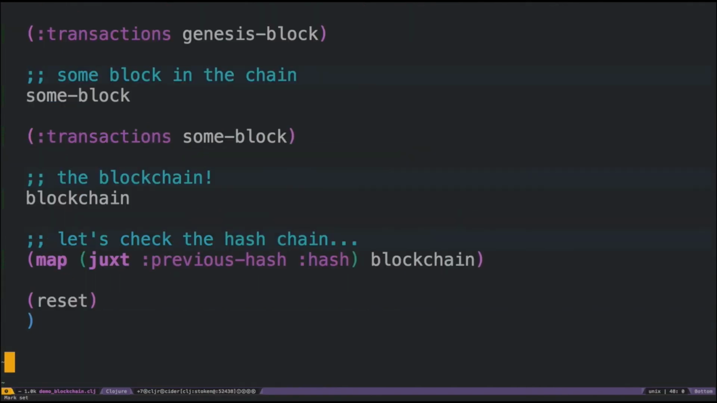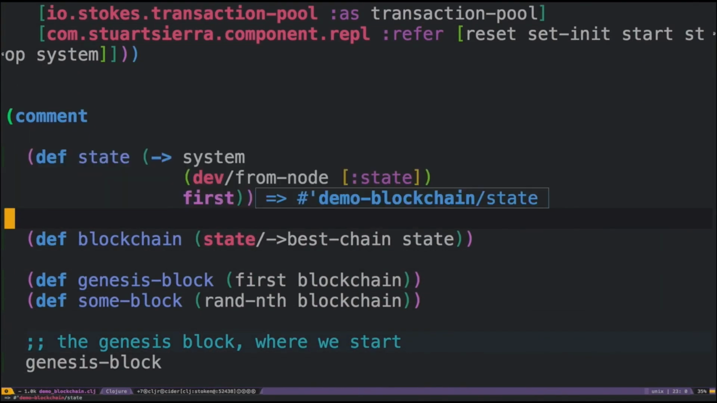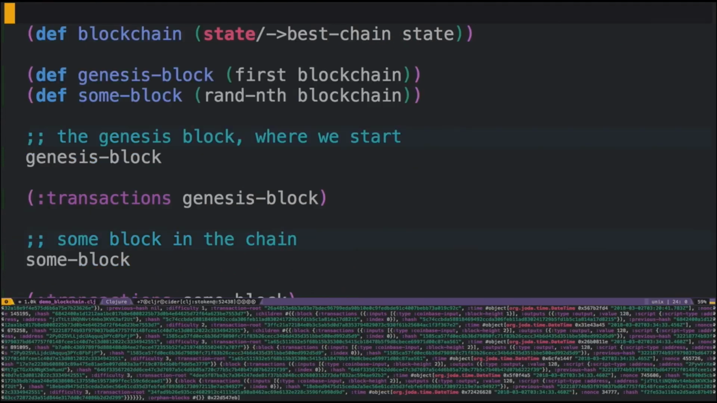Let's see. How do I want to do this? So let me try this again. Okay. It didn't explode this time. Great.